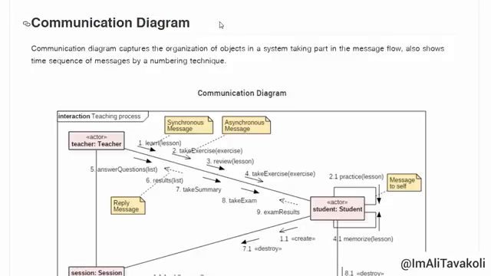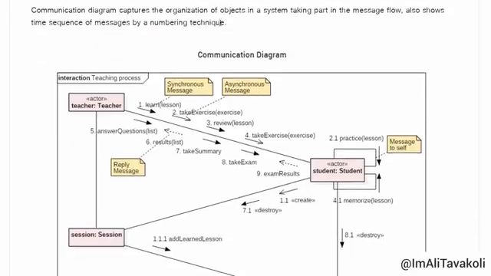So here is an example of a communication diagram for the very same teaching process that we have drawn its sequence diagram. Now we're demonstrating it in the communication diagram. And just like the sequence diagram, that's how we show synchronous message and asynchronous message. Reply message is like this, participants are like that, and by links, we're going to show the organization of objects and actually show which object is associated to another one.